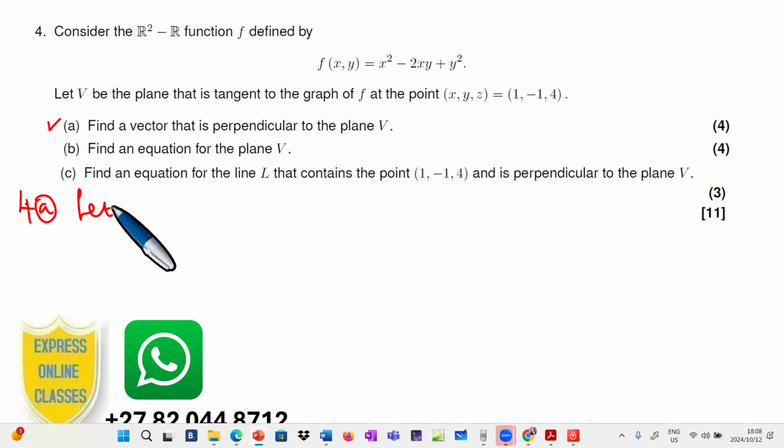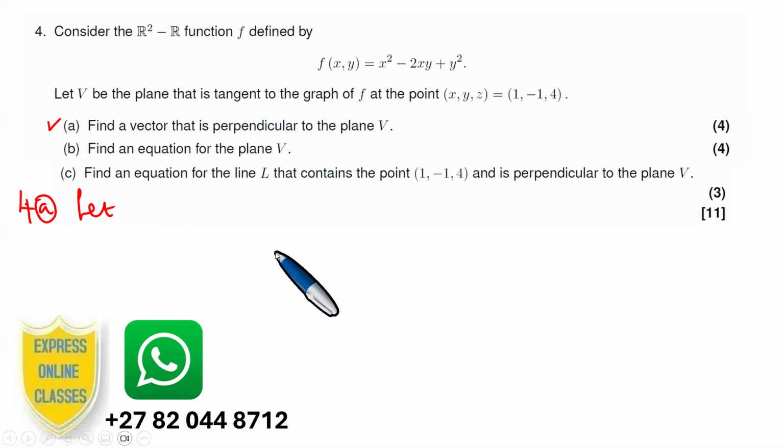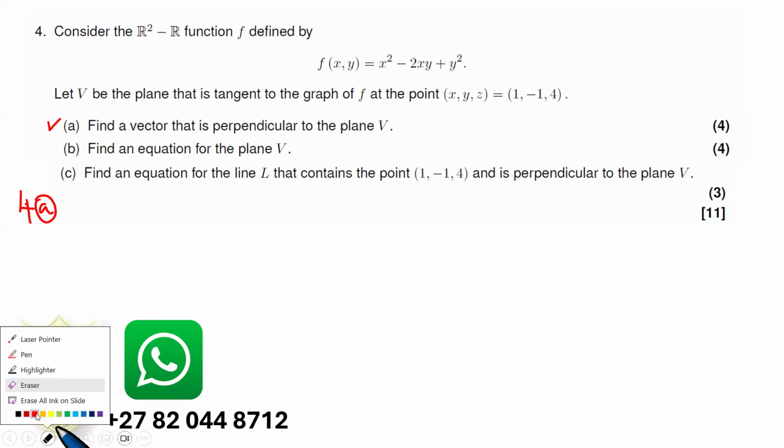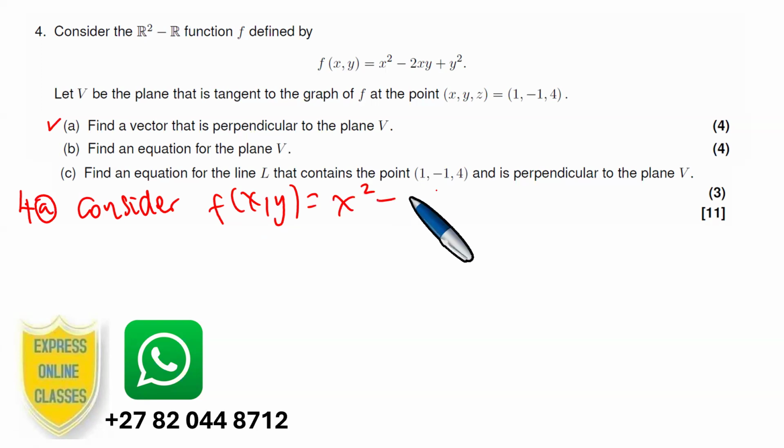So to find a vector that is perpendicular to the plane, let us start by considering the following. Consider the function f, which is a function of two variables, x squared minus 2xy plus y squared.